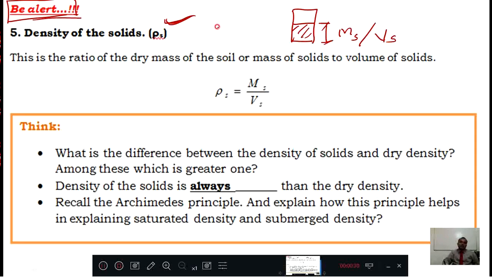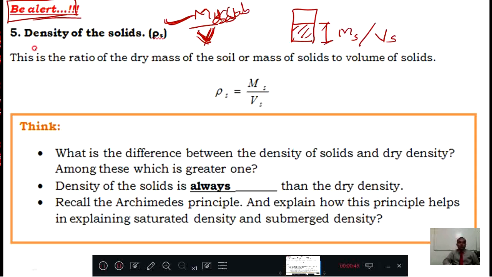If you concentrate on the previous densities, there the masses were compared with the total volume. Mass of bulk compared with total volume. Dry mass compared with total volume. Saturated mass compared with total volume. Submerged mass compared with total volume.